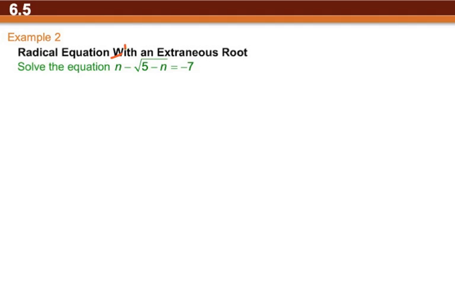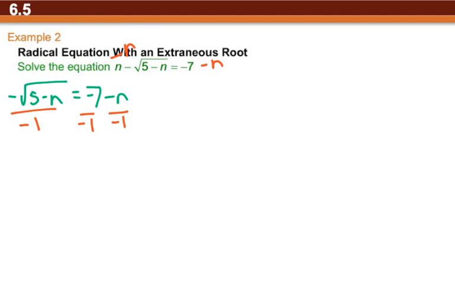Need to move the n over. We'll subtract n from both sides. And we get negative root 5 minus n equals negative 7 minus n. Now we can't go ahead and square both sides yet because we have a negative attached to that root. Easiest way to deal with that is to divide everything by negative 1. Leaves us with root of 5 minus n equals 7 plus n.